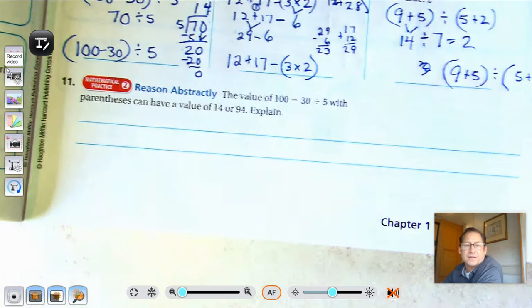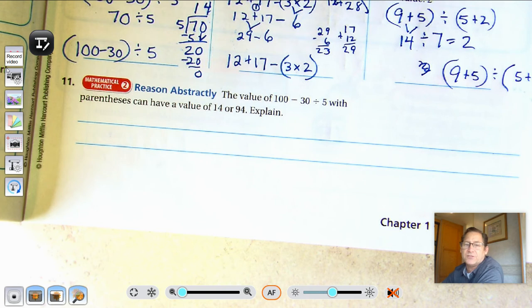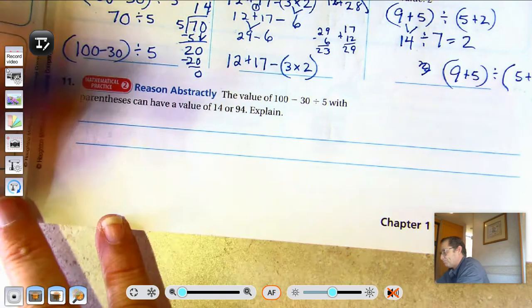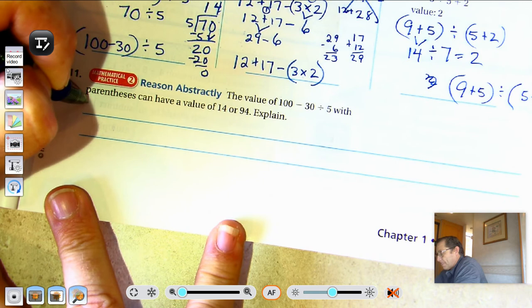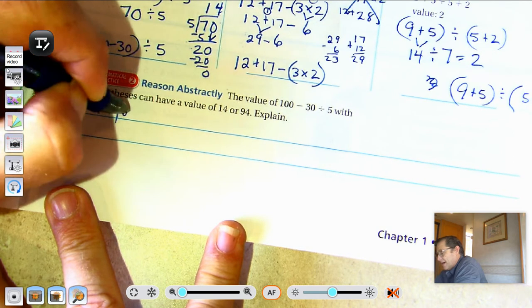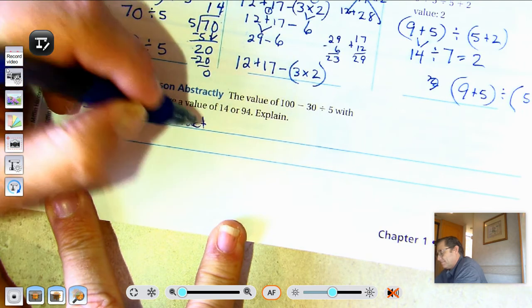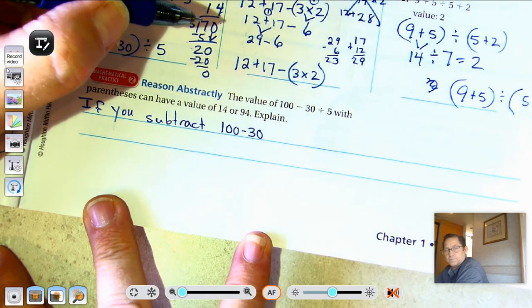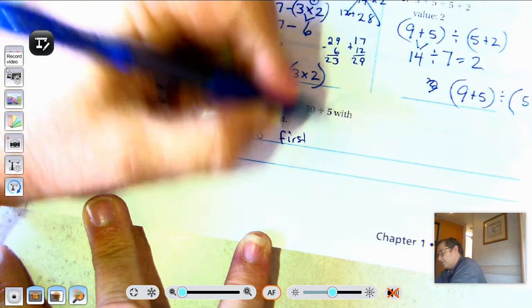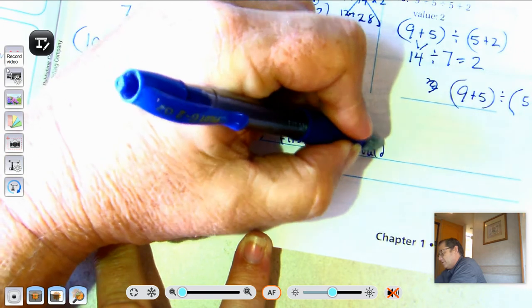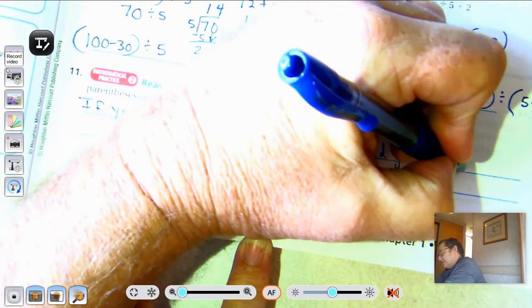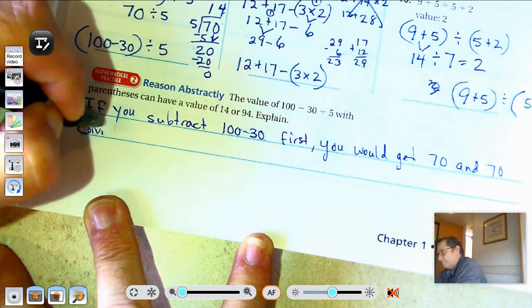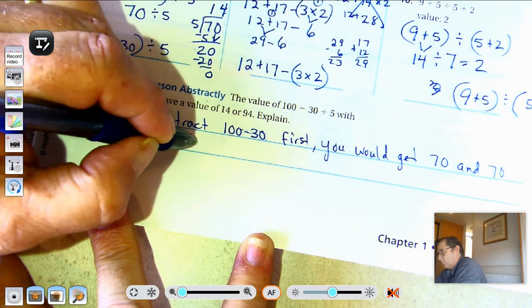All right, so now, number 11. Reason abstractly. The value of 100 take away 30, divide by 5, with parentheses can have a value of 14 or 94. Explain. Well, if you subtract first, you would get 70. And 70 divided by 5 equals 14.